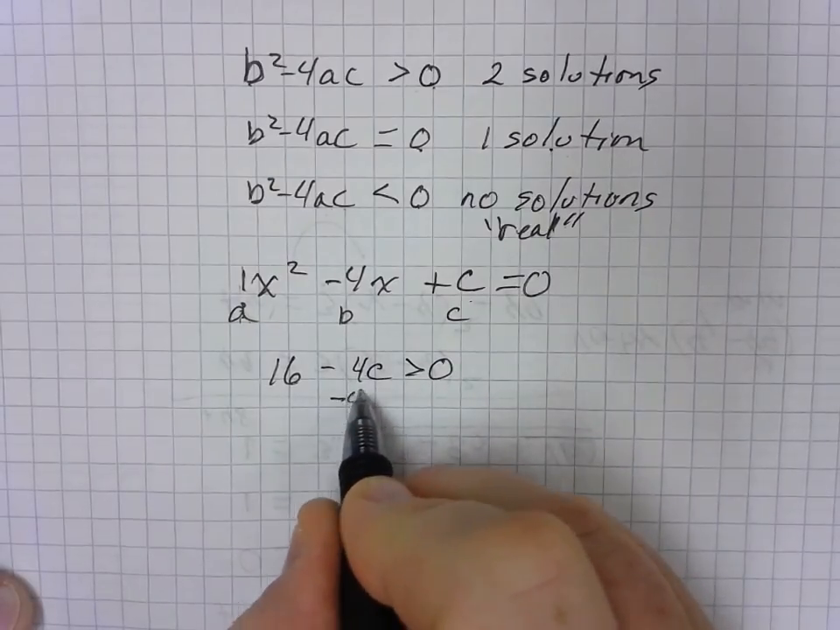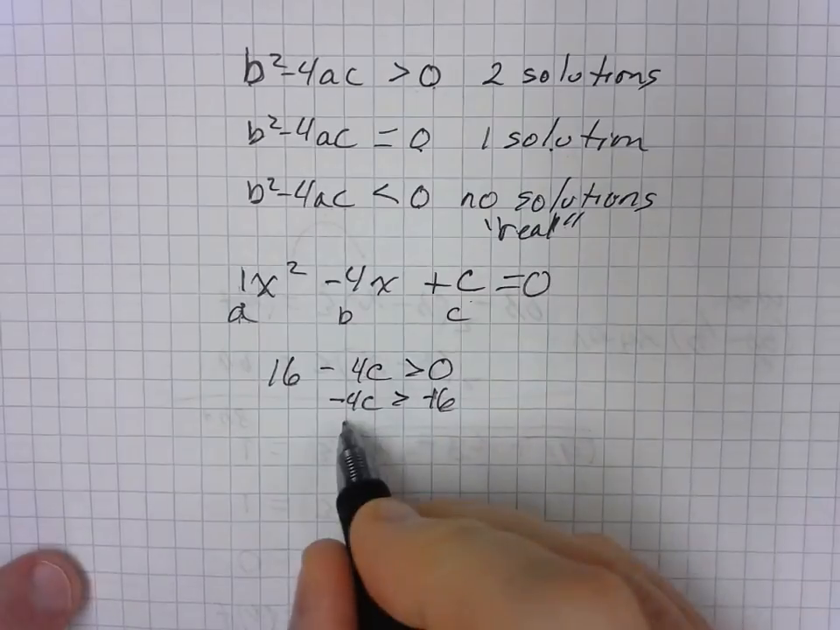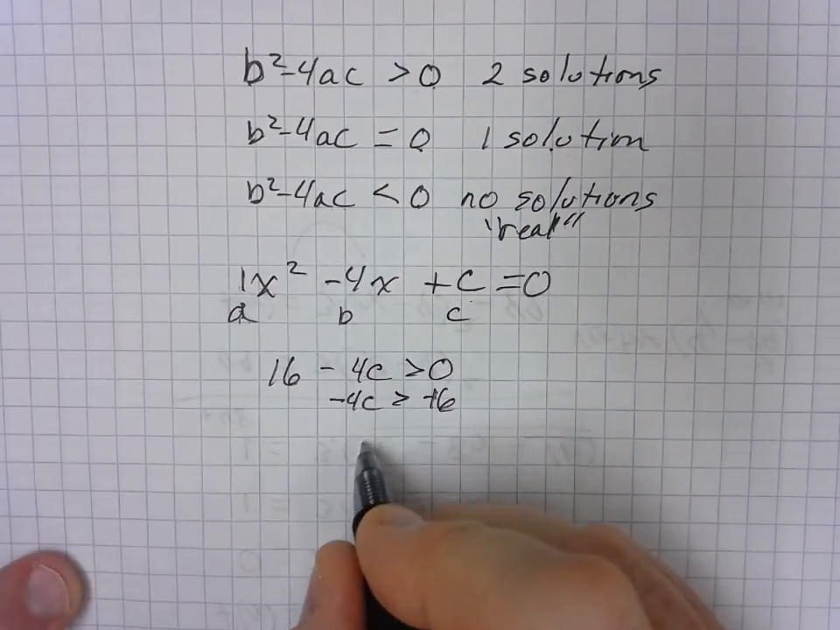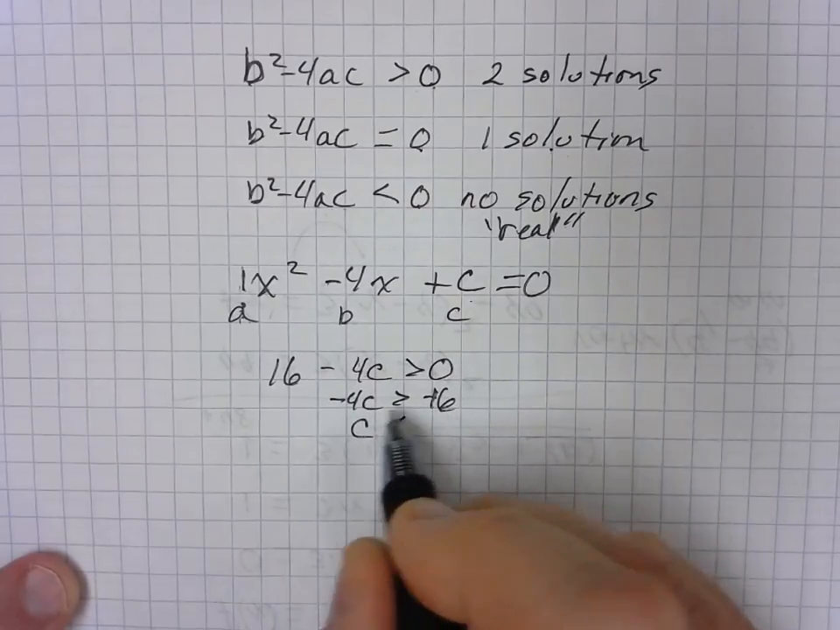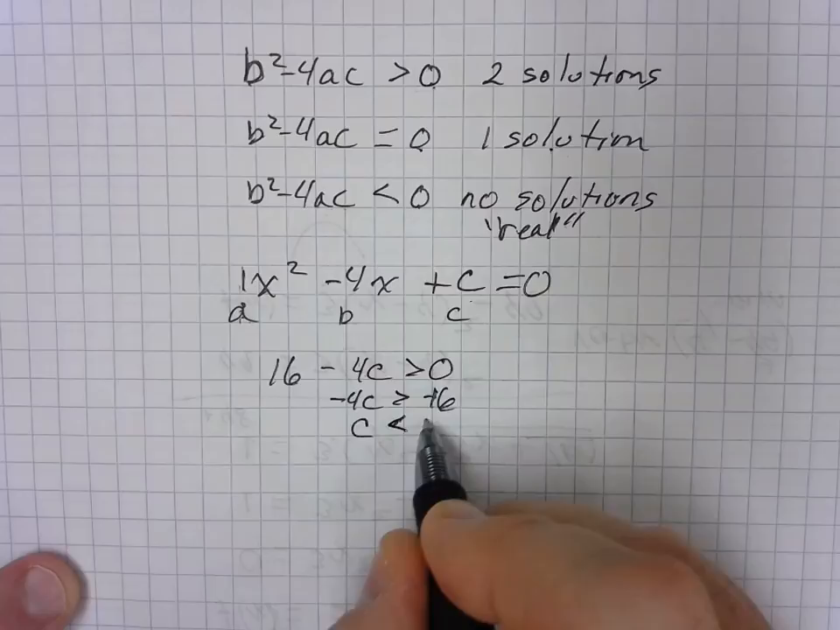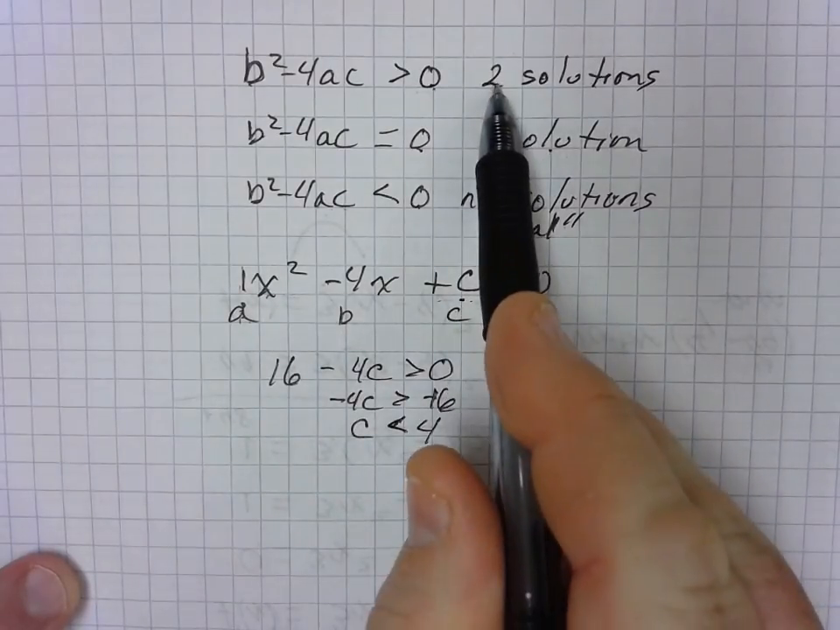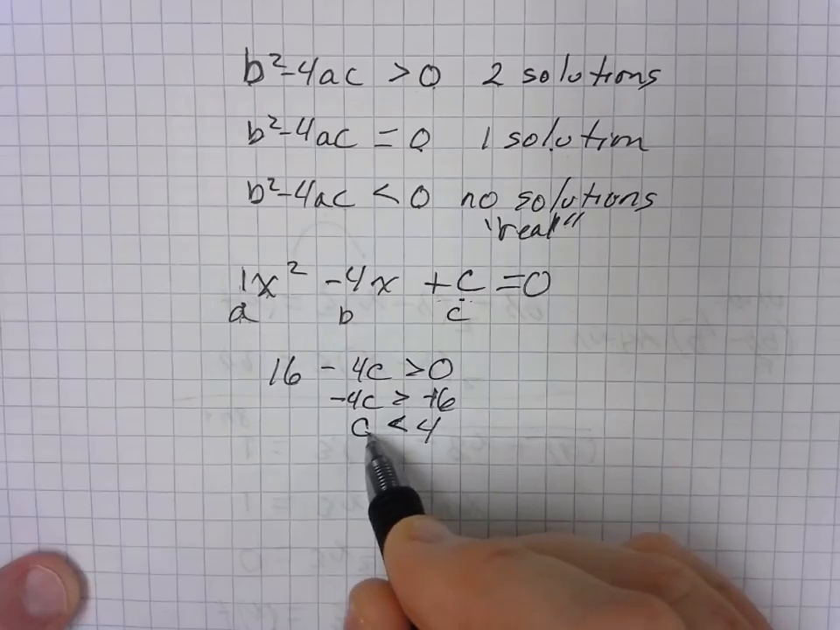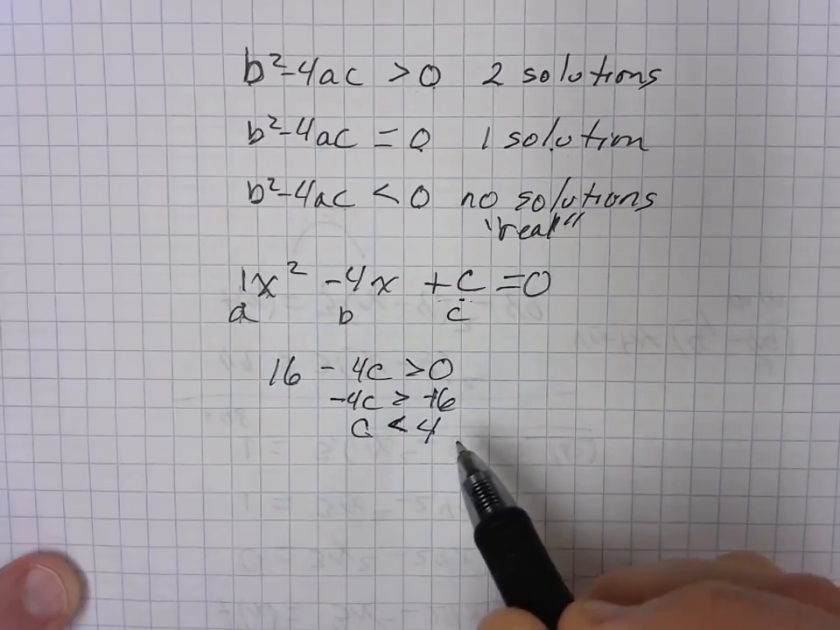So negative 4c is greater than negative 16. Divide by negative 4 on both sides. And don't forget, when you divide by a negative here, this does have to flip. So negative 16 divided by negative 4 gives us a positive 4. So this equation will have two solutions as long as you pick a value for c that is smaller than positive 4. And that's how that works.